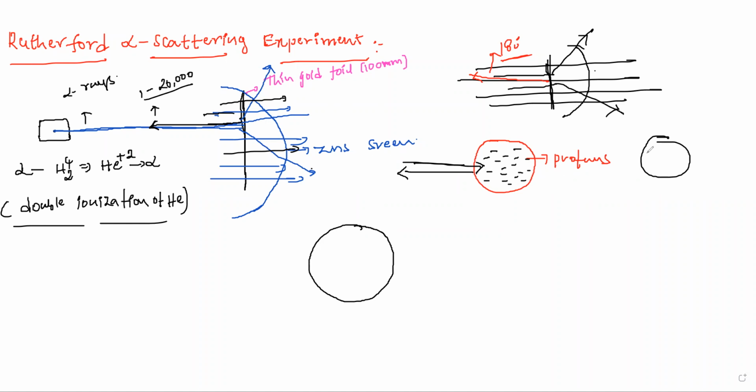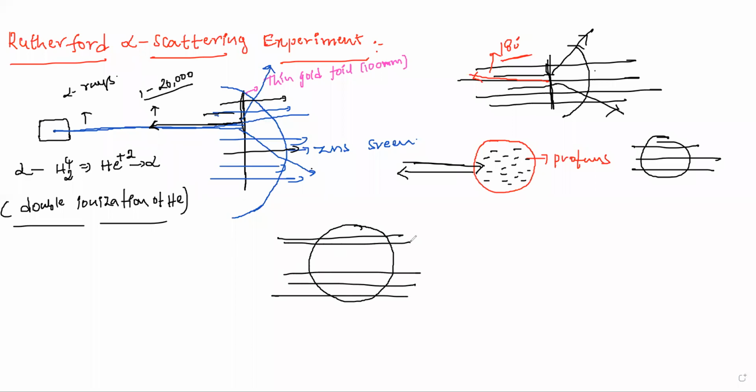But all alpha particles are moving through the gold foil without any deflection. From this we can conclude that most of the atom contains empty space. That's why these particles are moving through the gold foil without any deflection. And very few are deflecting at some angles.